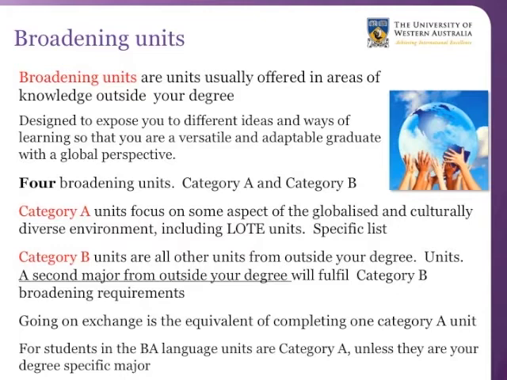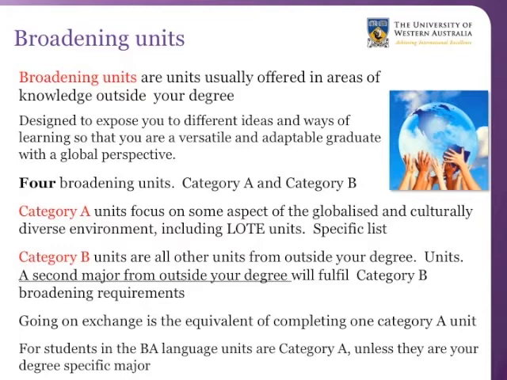Category A units focus on some aspect of globalized and culturally diverse environment, including LOTE units, language other than English units. There's a specific list of Category A units, and you can find these at the Handbook website. Category B units are all other units from outside of your degree. A second major from outside of your degree will fulfill Category B broadening requirements. Going on exchange is the equivalent of completing a Category A unit.